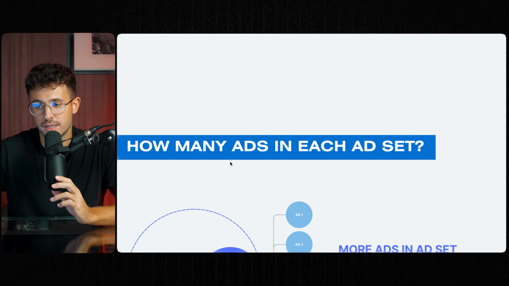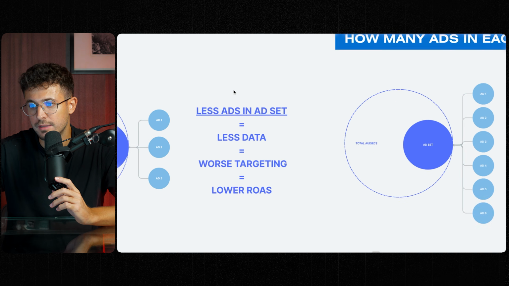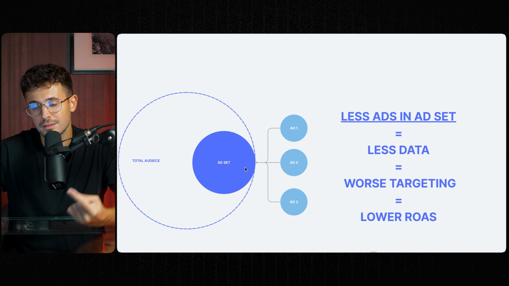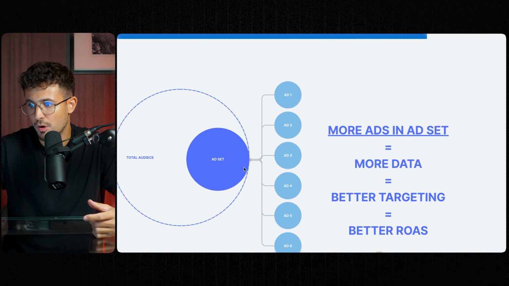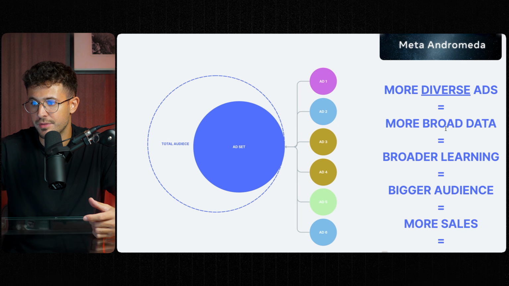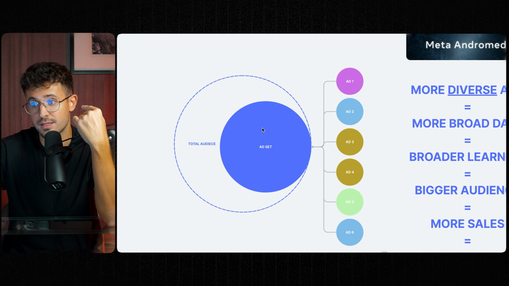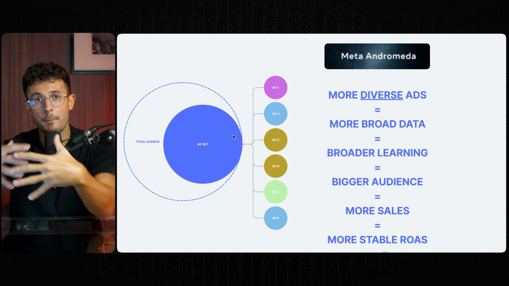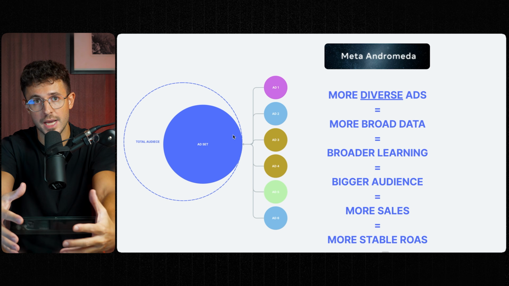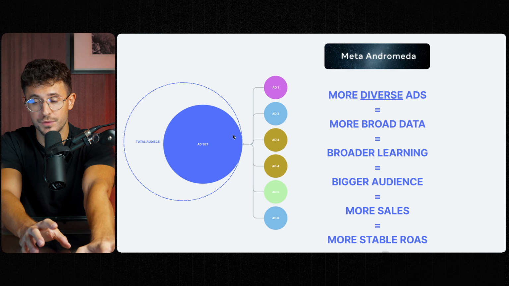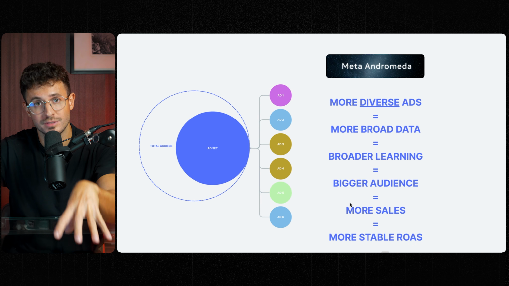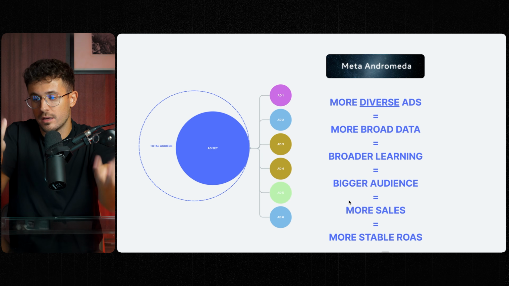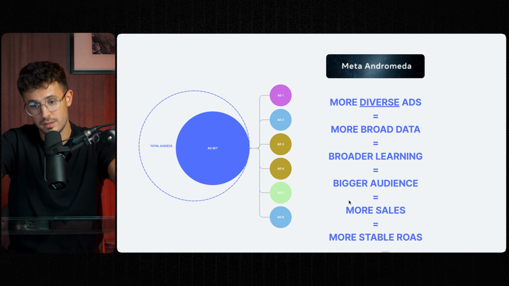How many ads in each ad set? The concept is actually quite simple. The fewer ad sets you have, the less data in the ad set, the less the targeting will be, the lower the performance will be, right? The more ad sets you have, better targeting. And the more diverse the ads are inside a single ad set, the bigger the targeting will be within the ad set, like the actual potential reach of the audience within the ad set. It means that you ideally can have more sales, you can scale the single ad set more, you might have a more stable ROAS because you have different ads that are scaling vertically within a single creative in their different audiences.